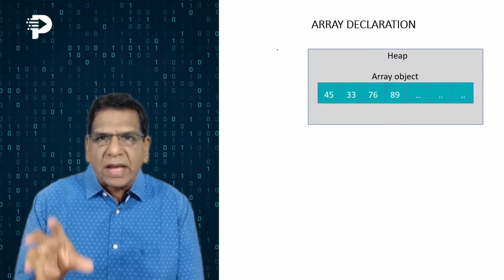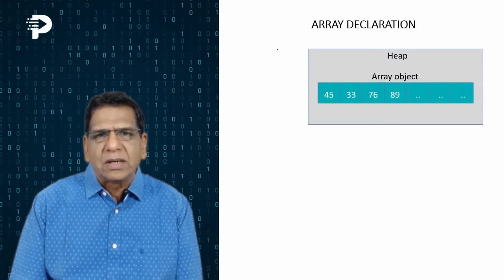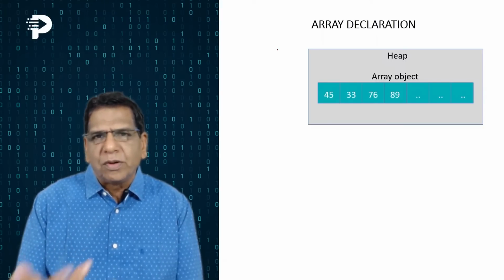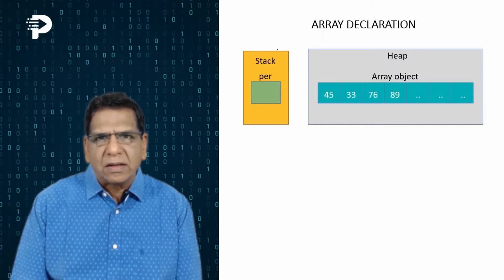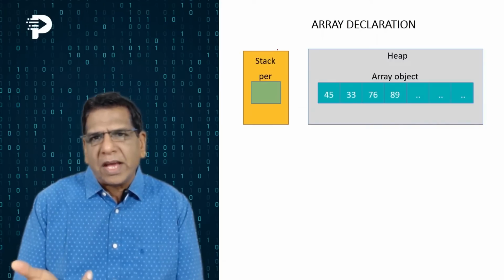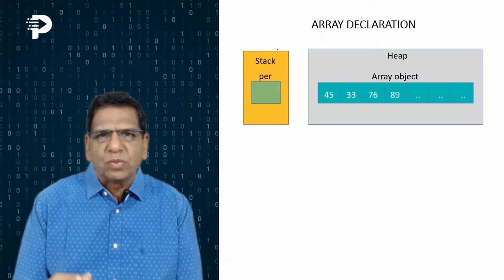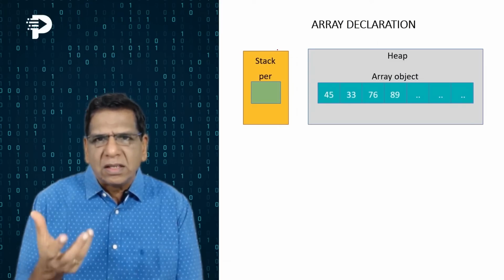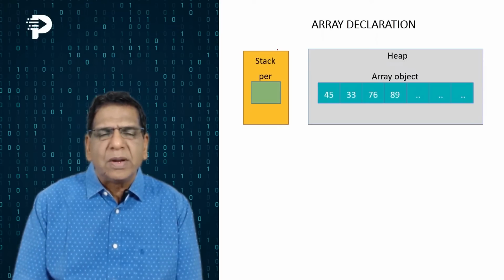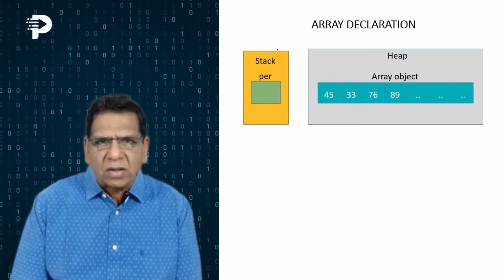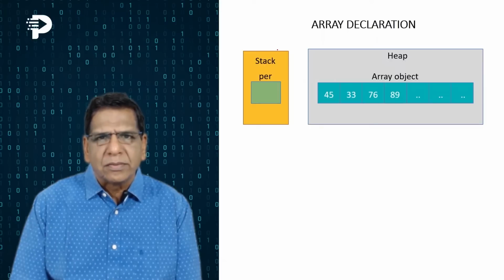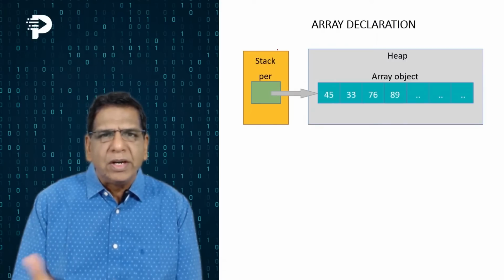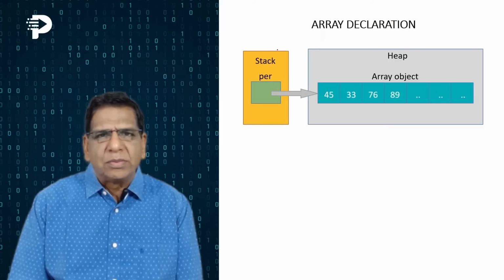Moreover, this array object would be a nameless object. Naturally, to refer to it, we would be required to make use of its reference. That reference would always be created on the stack. Suppose we have an array object containing percentage marks obtained by different students. Then this array object would be created on the heap and its address would be stored on the stack in maybe some variable called PER. So PER would really be pointing to this array object present in the heap.